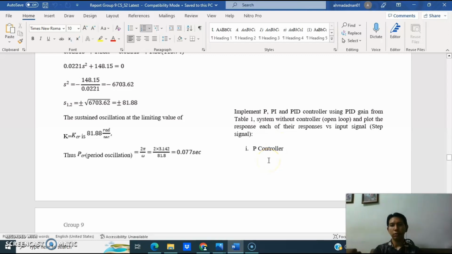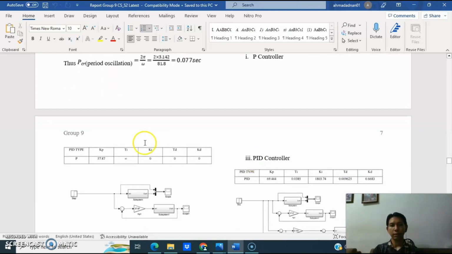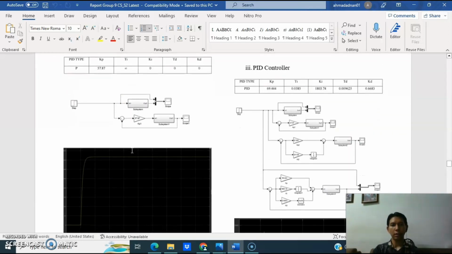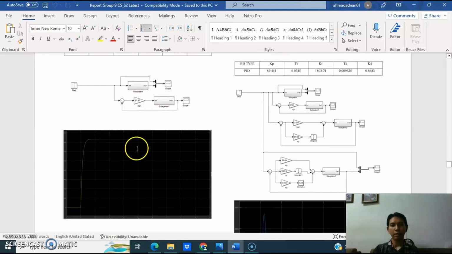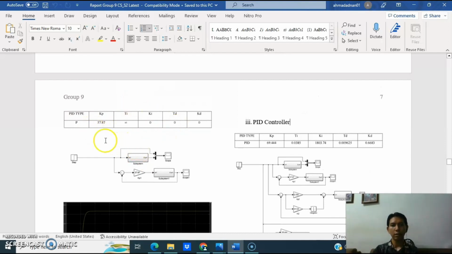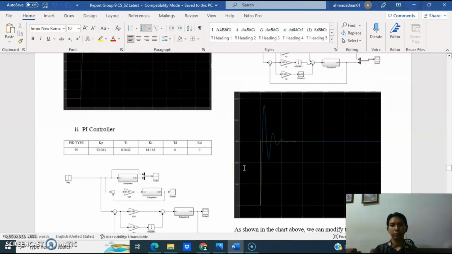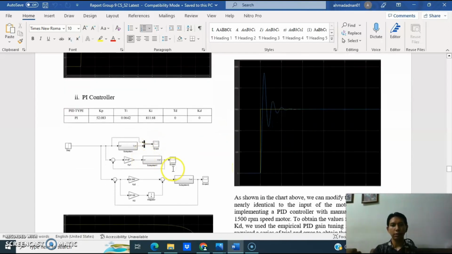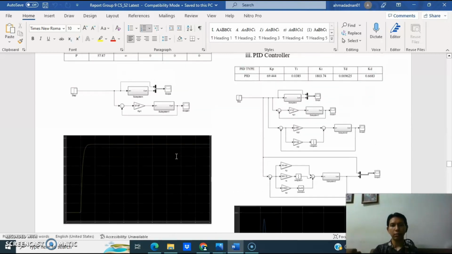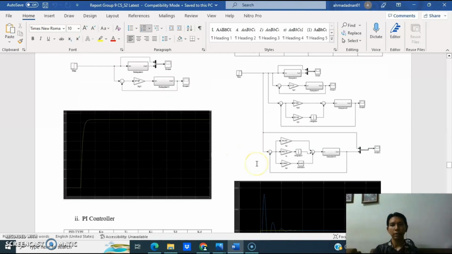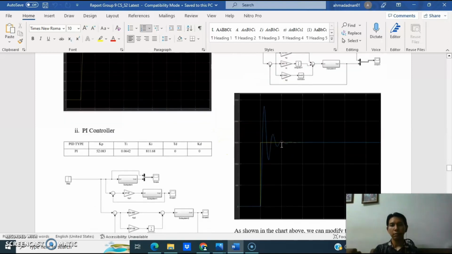So we have to do the MATLAB simulation without controller first. So this is the block diagram for P, and this is the graph, and the KP, TI, KI, TD and KD. And for PI controller, this is the block diagram, and this is the graph, and this is the value. And for PID controller, this is the block diagram, and this is the graph.